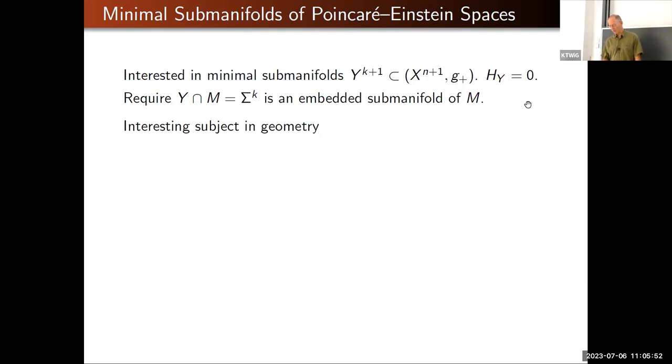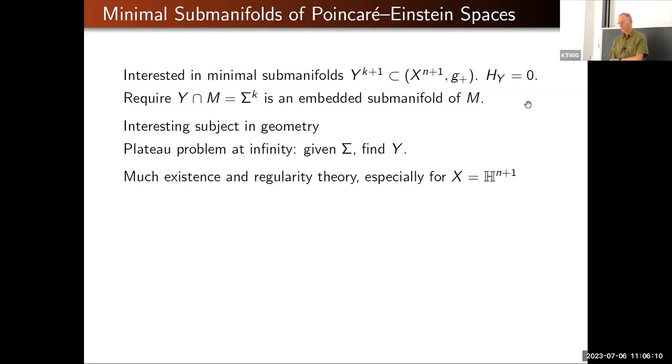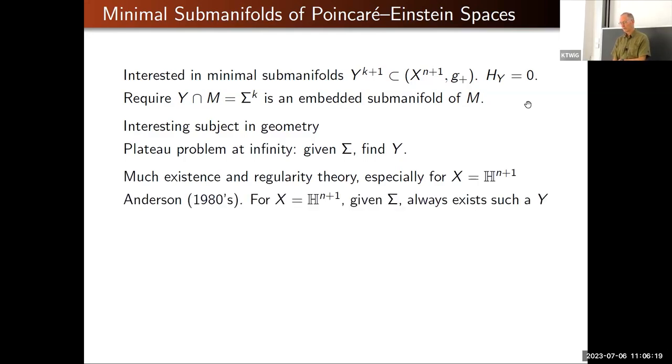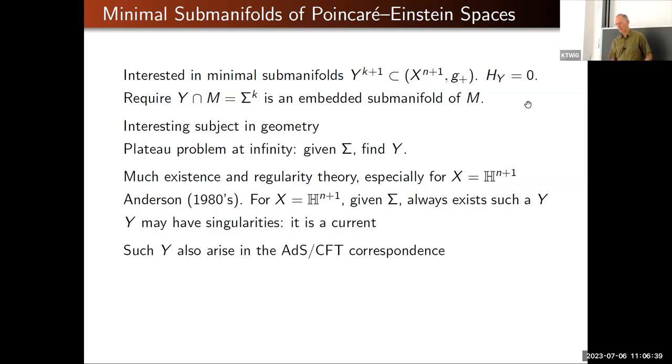This is an interesting topic in geometry. For example, there's the Plateau problem: if you're given the intersection with infinity, then you would like to find a minimal submanifold. This is a classical problem that has been studied a lot, especially in hyperbolic space. For example, Michael Anderson proved in the 1980s that this Plateau problem always has a solution, although the minimal submanifold may have singularities in the interior. It may be a current. I'm going to just look at the case where it's smooth, but in general you may have singularities.